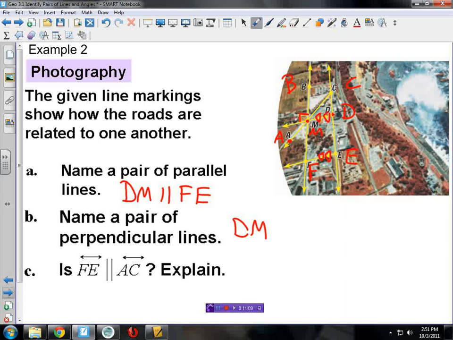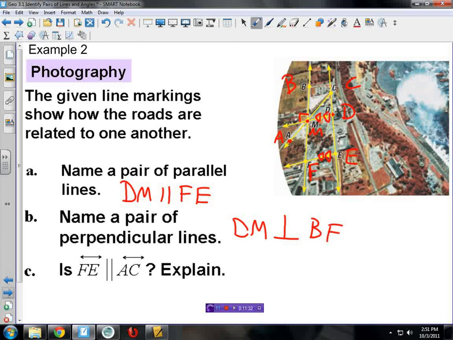Now, DM, now I want to tell them that they're perpendicular. Just like here, we have a symbol for parallel, we have a symbol for perpendicular too. It's an upside down T. Right? Try to make them perpendicular when you do that too. And that other line over here is BF.